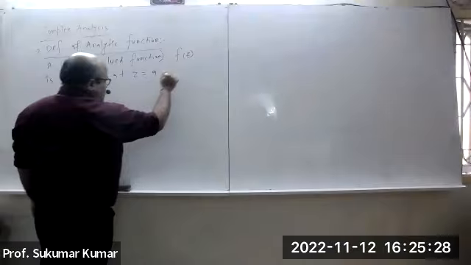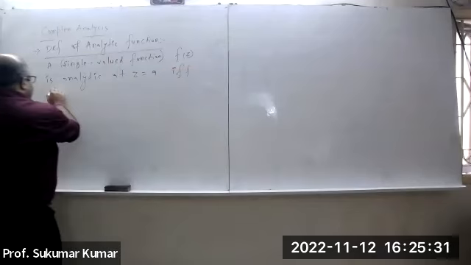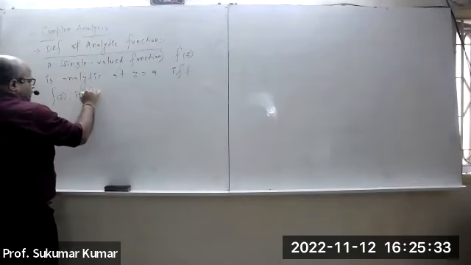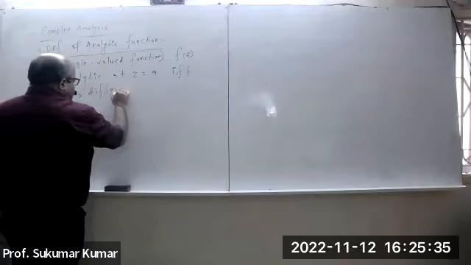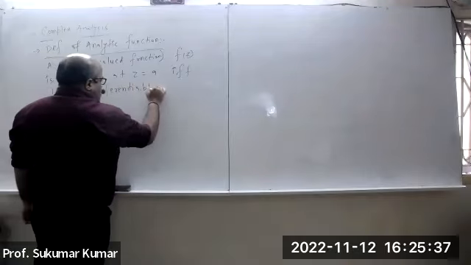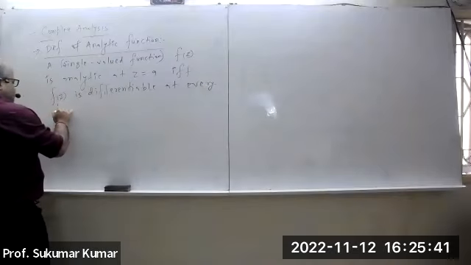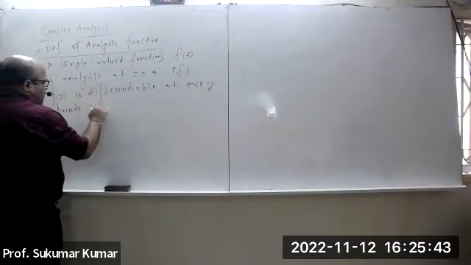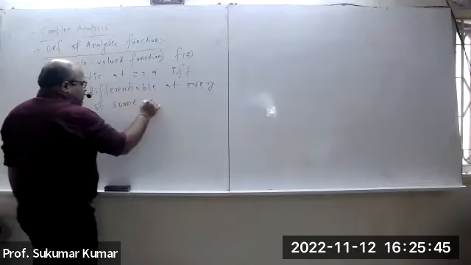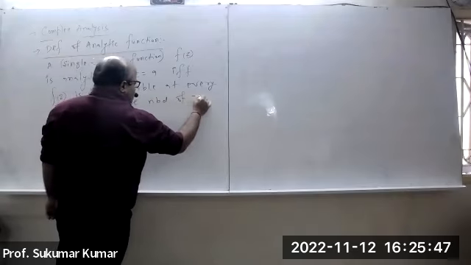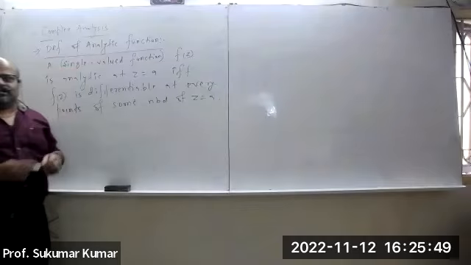A is any complex point. If and only if the function is differentiable at every point of some neighborhood of z is equal to a. This is the definition.